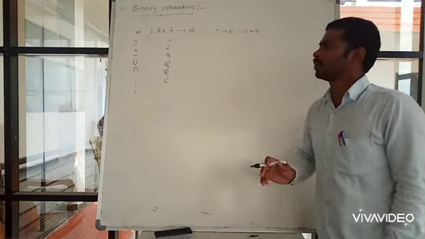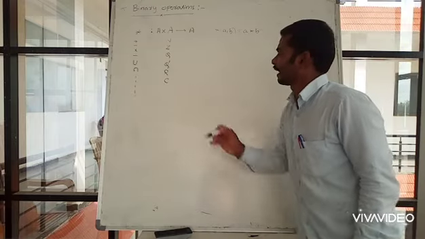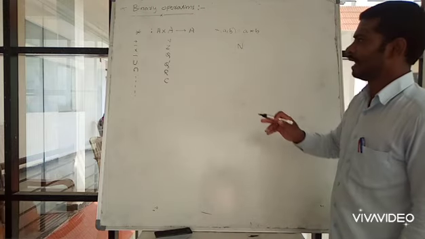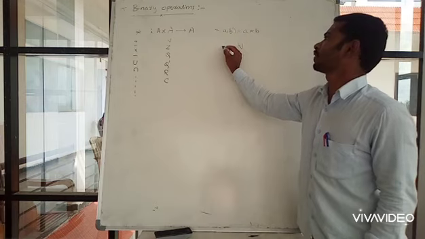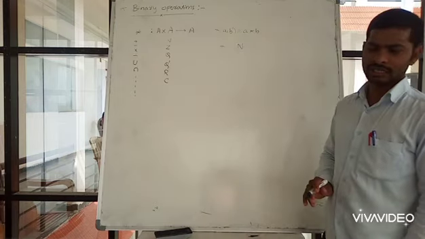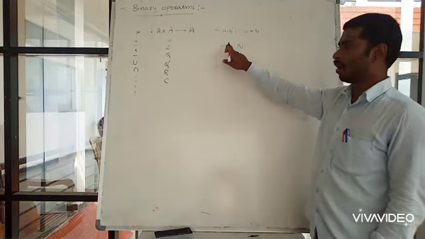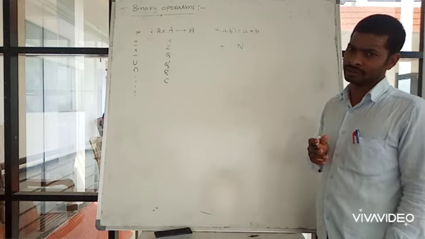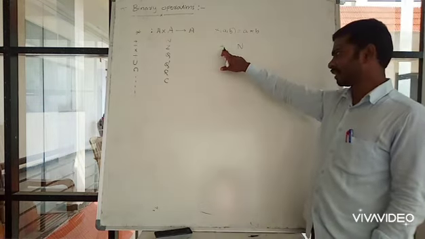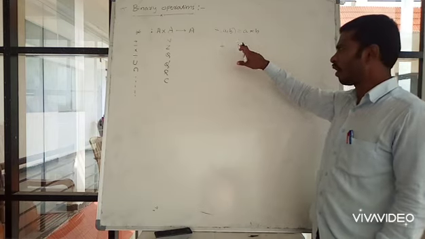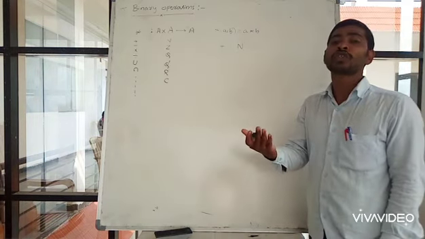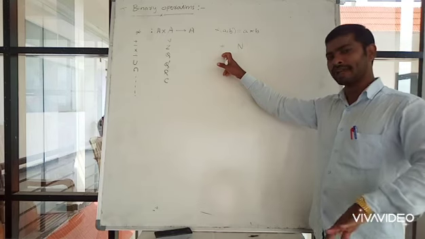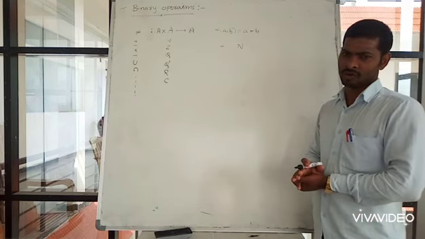For example, suppose this set A is the set of all natural numbers, and this operation star is the operation plus. I am going to check whether addition on the set of all natural numbers is a binary operation or not. For that, check whether this operation plus on the set N is a function or not. If it is a function, then you can say this operation is binary. If it is not a function, then it is not binary.